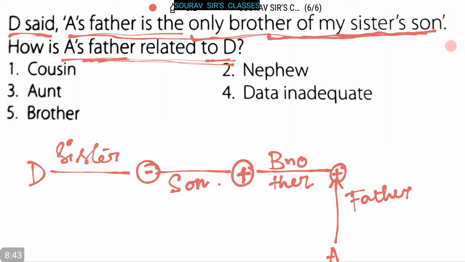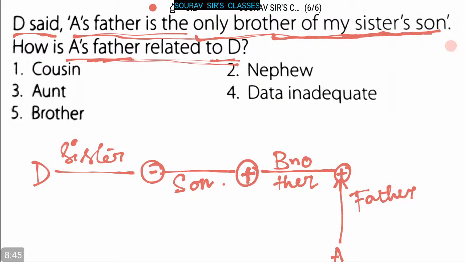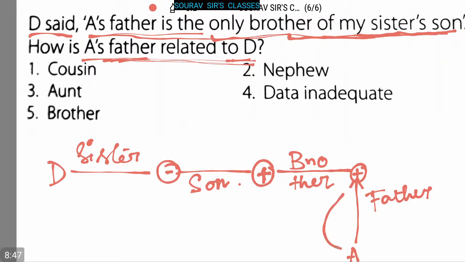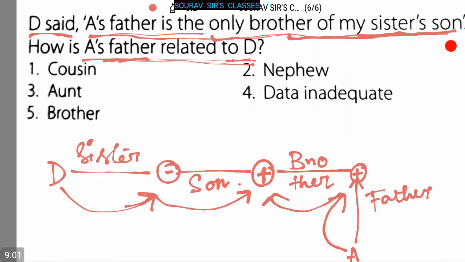So A's father is the only brother of my sister's son, of D's sister and his son. So how is A's father related to D? Now it's very clear that A's father is the son of D's sister.